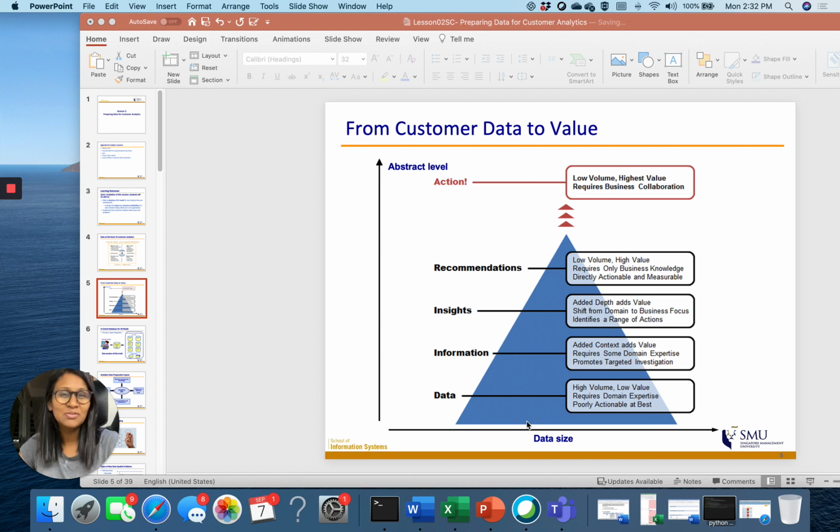As you convert this data into information by marrying the context, and then later by performing analytical techniques on the data, you convert that data into insights, and finally you come up with recommendations that help to solve the business problem. Eventually, when this recommendation gets implemented and turned into an action, then the companies are able to extract the maximum value out of the customer data. So this is the process by which maximum value can be generated from the customer data that's available to organizations.